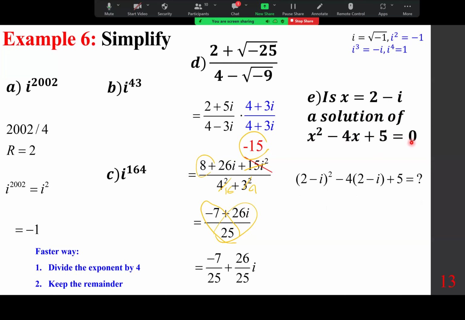Okay. So one more time. (2 minus i) quantity squared minus 4 times (2 minus i) plus 5. Do we get to 0? We'll find out in a moment. We're going to square that. Again, (a minus b) quantity squared. Everybody remembers that. It's a squared, so 2 squared or 4, minus 2 times 2, 4i, and then plus i squared. That's this part. Okay, everybody. And then minus 8 plus 4i plus 5.